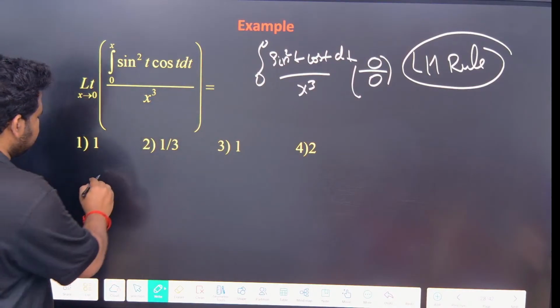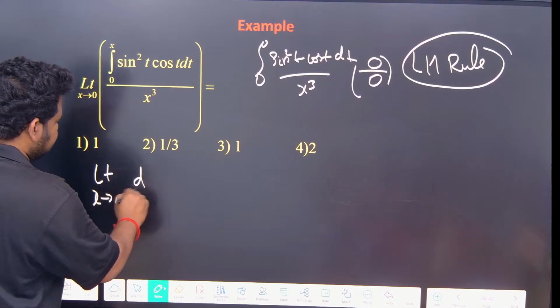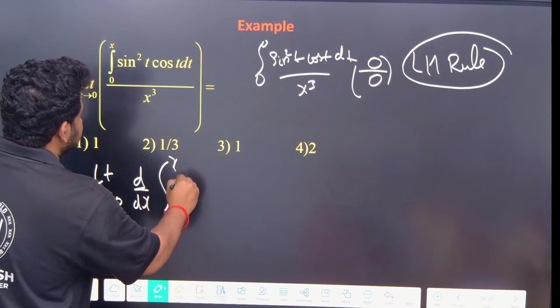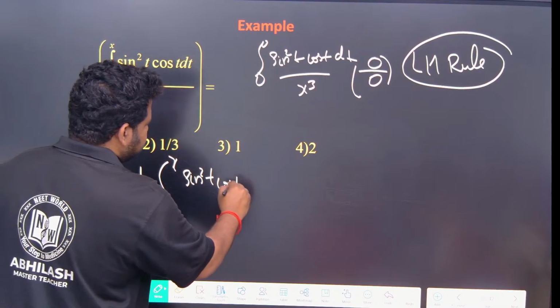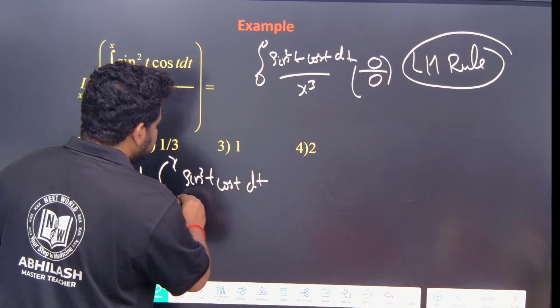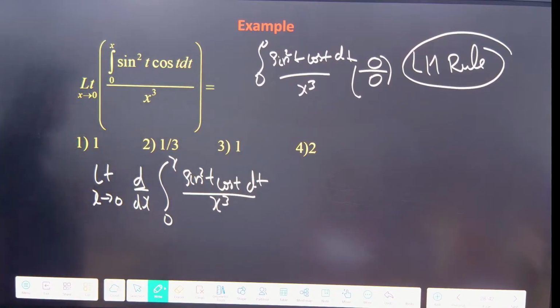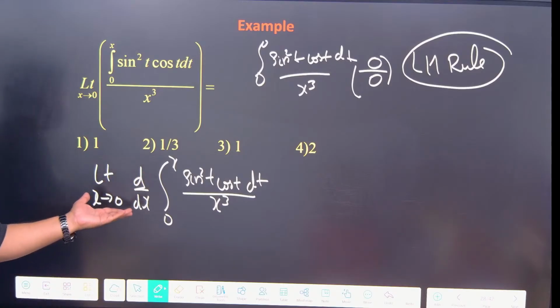So what will I do now? Limit as x tends to 0, d by dx of this: the integral from 0 to x of sin square t cos t dt, divided by x cube. Now if I have to do d by dx of this one, I will apply Leibniz rule. Leibniz rule says what?